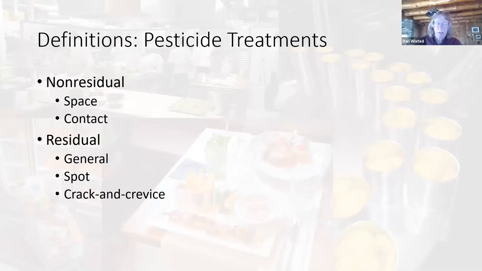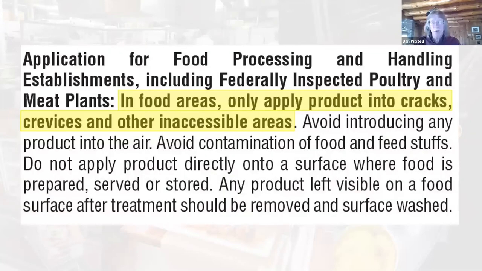A spot treatment sounds simple. It might say on the label, make a spot treatment. What that means is that you have to limit it to avoid contact with workers or food contact surfaces or food. And if you have more than one spot application in the same room, the spots can't be contiguous. Next, please.